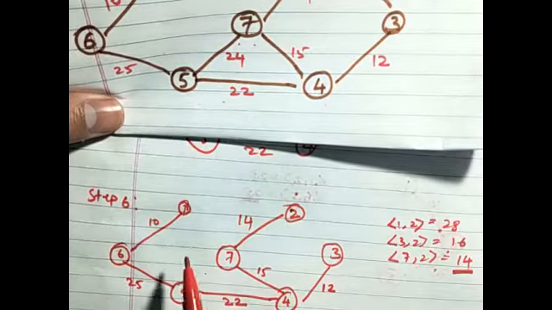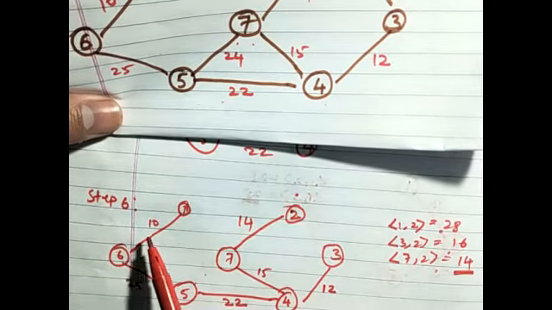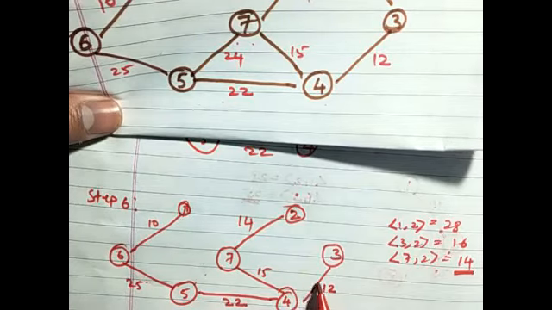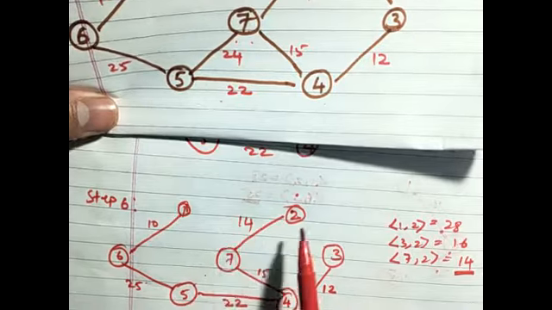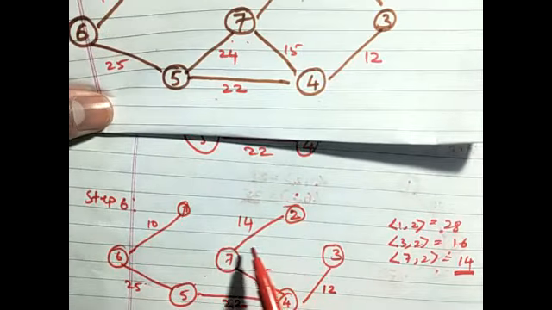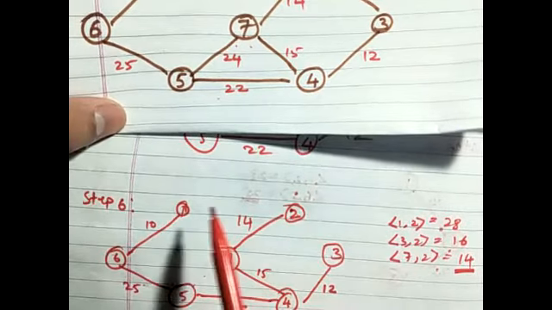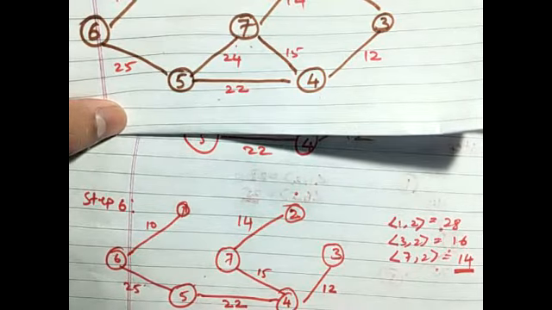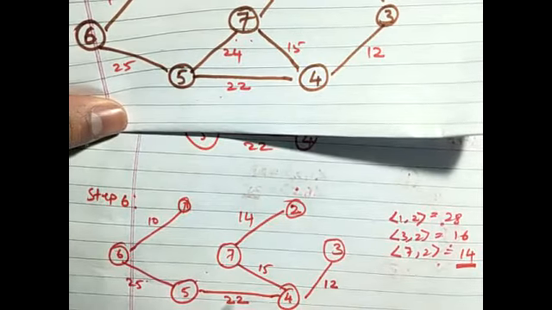Right? So now, is it a spanning tree? Count the number of edges: 1, 2, 3, 4, 5, 6. Right? Are they one less than the total number of vertices? Yes. That means we have constructed a spanning tree which costs minimum.